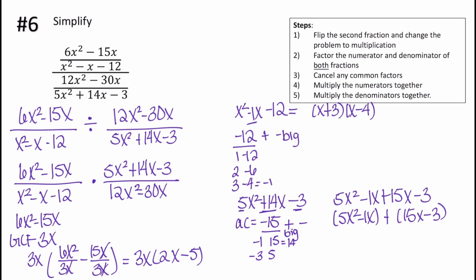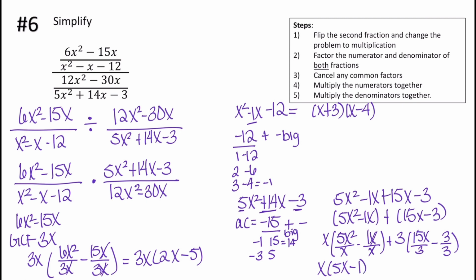From the first set, I can factor out an x. That's going to leave me with 5x squared over x minus 1x over x. And from the second group, I can factor out a 3. That's going to give me 15x over 3 minus 3 over 3. So when I do that, I get x times 5, and then x squared over x is just going to be x. And then minus x and x cancel, so we have minus 1.